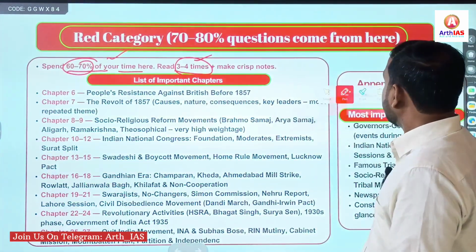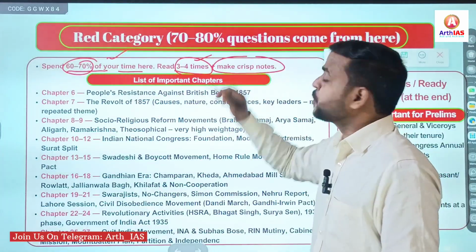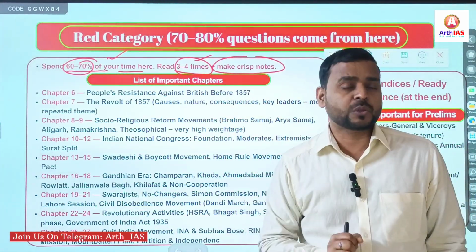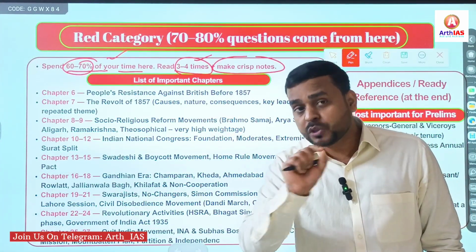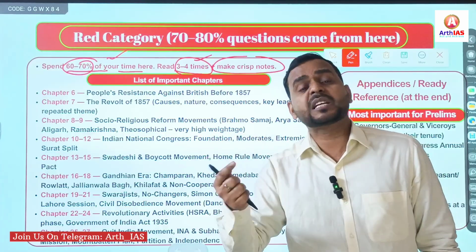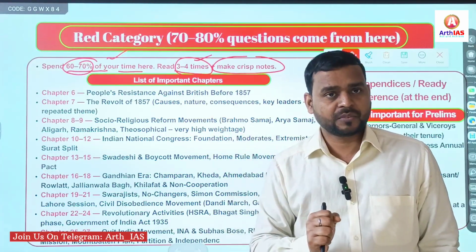Then you can make crisp notes. Crisp notes means one page note, right? And avoid full sentences, right? I'll make a separate video for how to make notes, right?